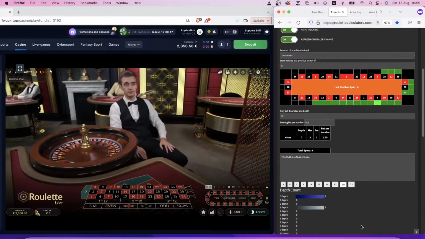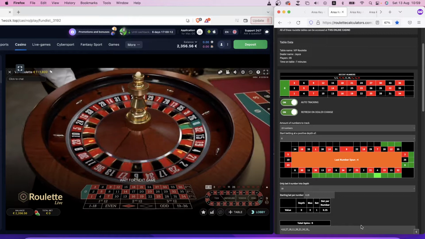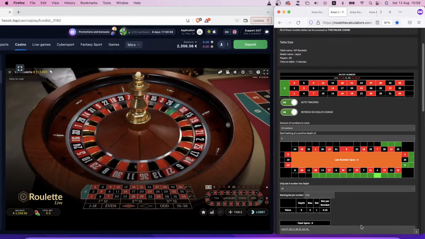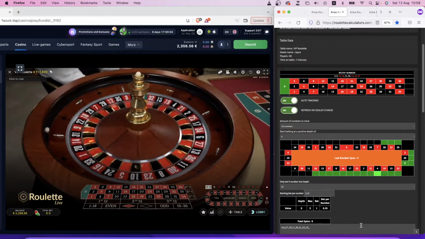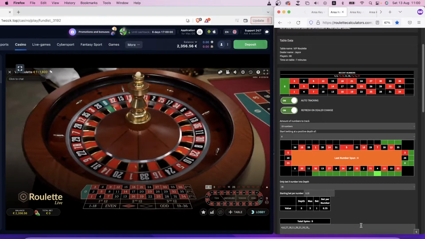Now, keep in mind that not all dealers have a signature. It's very few dealers have a signature, and they're typically the only ones I'll play with. And that's how I've been racking up this balance and also making a living over the last 8 years just by playing roulette. So let's see what happens here.